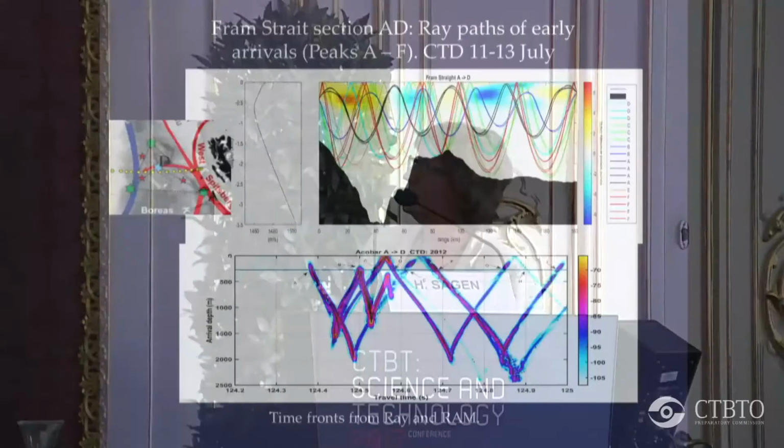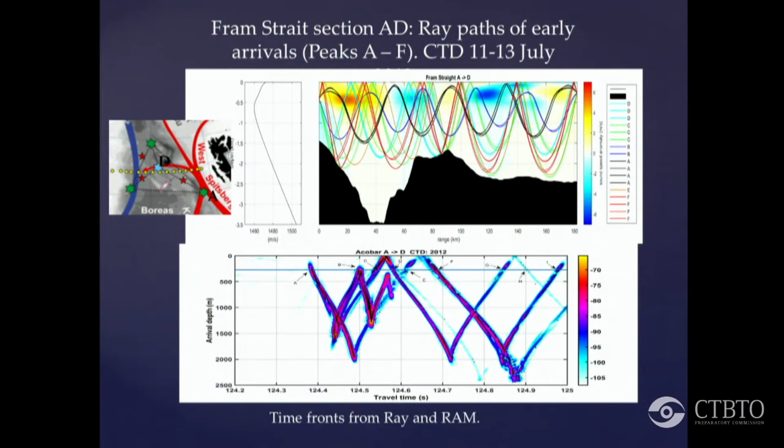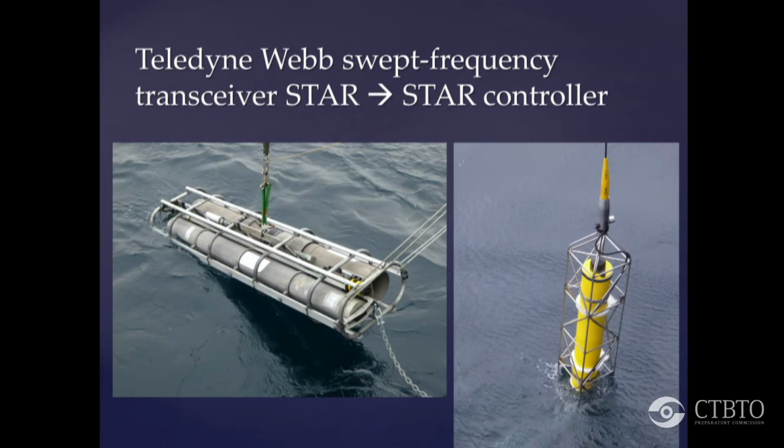So I will focus now on the acoustic propagation characteristics that we have learned from this, and also on the passive acoustics. So maybe just briefly, this is the source that we have used. It sweeps from 200 hertz to 300 hertz. This is a vertical array serving 8 hydrophones on the section that I will talk about.